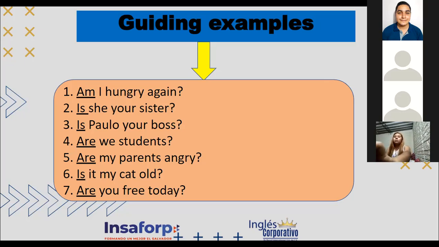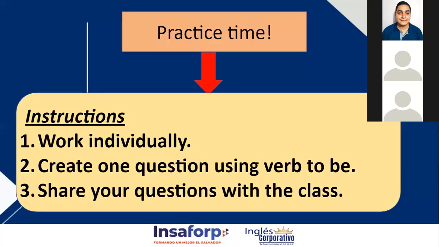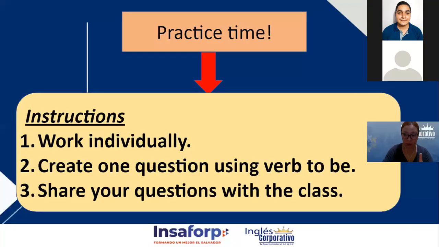Correct. So you're going to work individually. Create one question using the verb to be, a yes or no question, obviously, and share your questions with the class. Eso es lo que vamos a hacer ahorita. Van a escribir una pregunta de sí o no, pero va a ser en tercera persona, ¿ok? ¿Cuáles son terceras personas? He, she, it. Ustedes le van a preguntar a sus compañeros por otras personas.